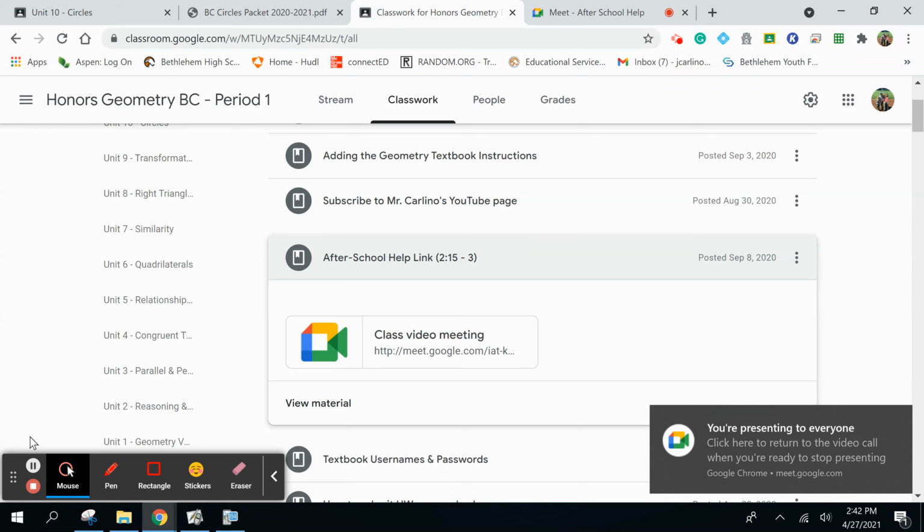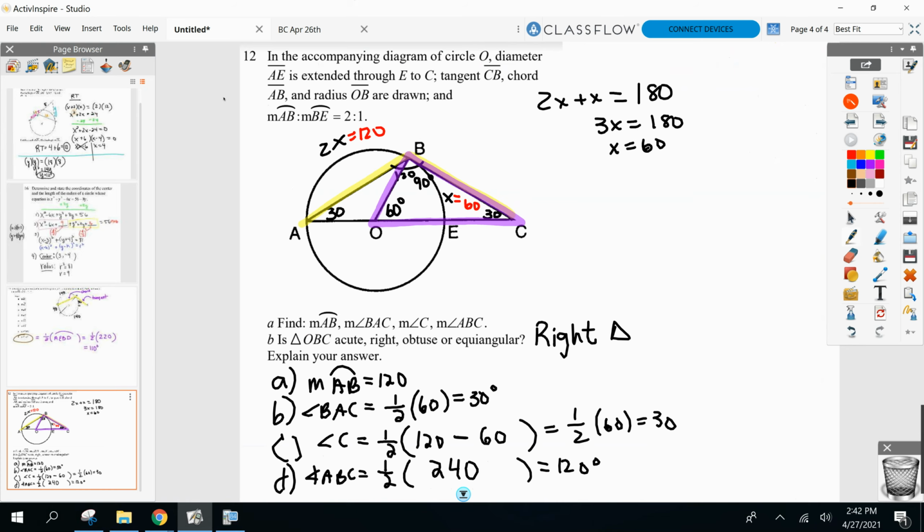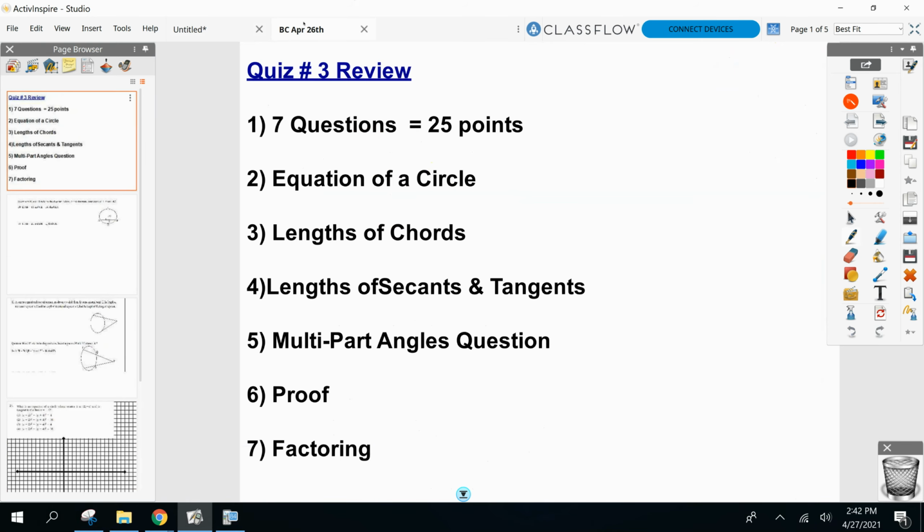Everything I put up on the topics here is going to be on there. Circle equations, chords intersecting, tangent secants, complete the square to find the center and radius, a multi-part question like we just went over, and then your proof. So there's your quiz tomorrow.